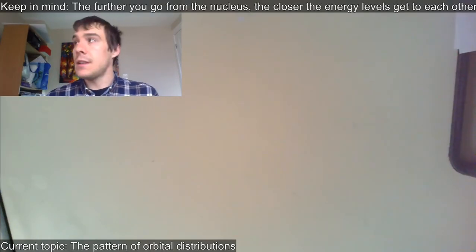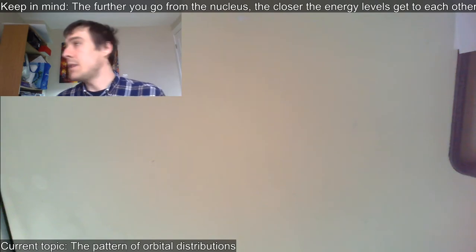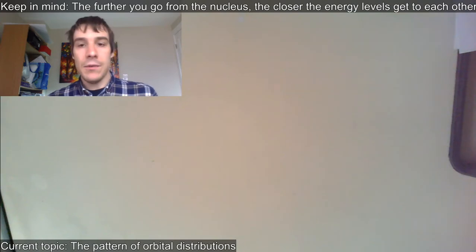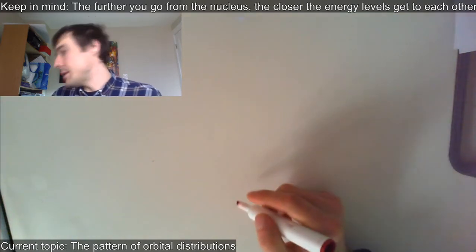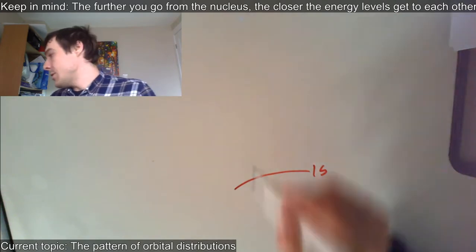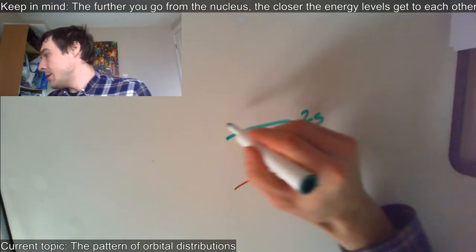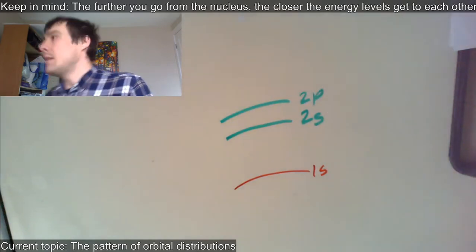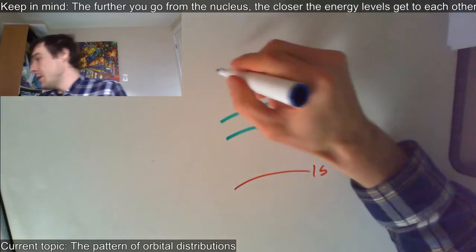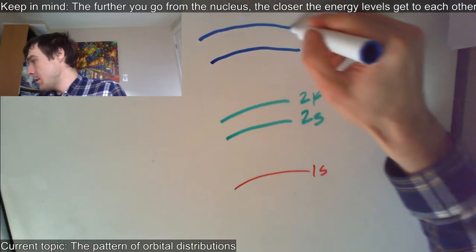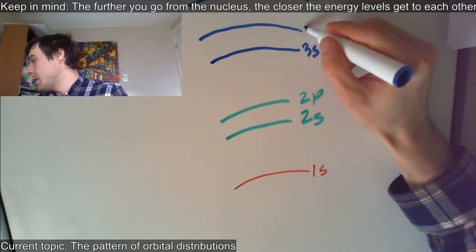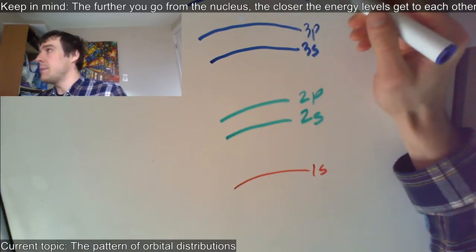Okay, so let's talk about the pattern of orbital distributions. The pattern is a little bit interesting. It would be really great for quantum physics if the pattern went something like this. Here's 1s, and here's 2s, and here's 2p. And then wouldn't it be great if the next one was 3 levels, 1, 2, 3, and it was 3s, 3p, and then the next one would be 3d.